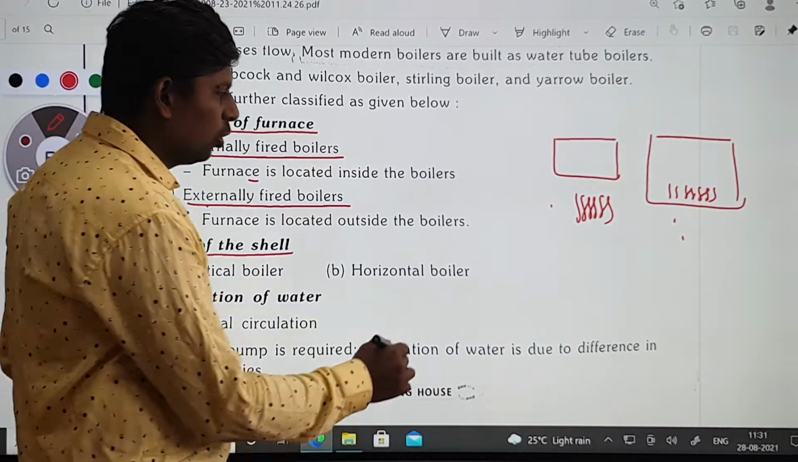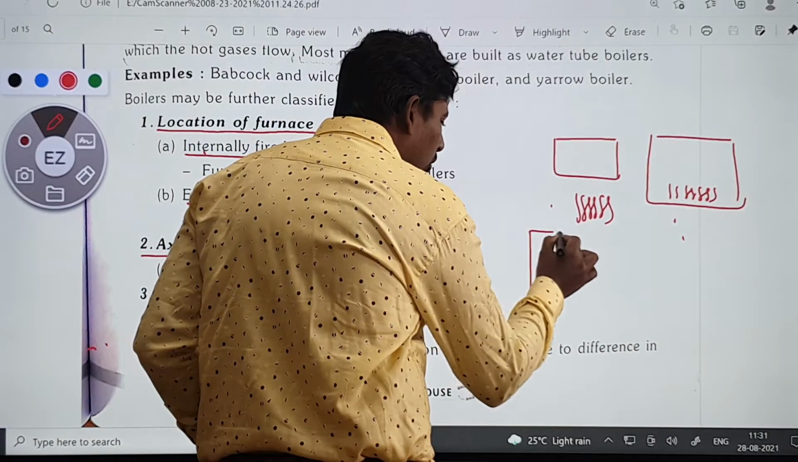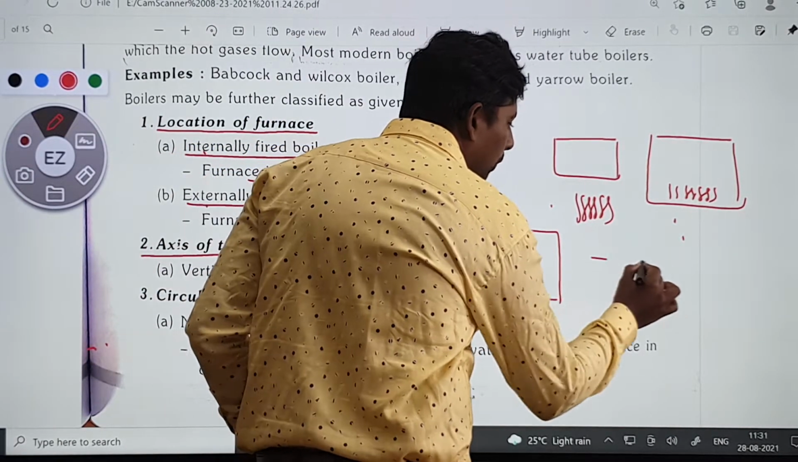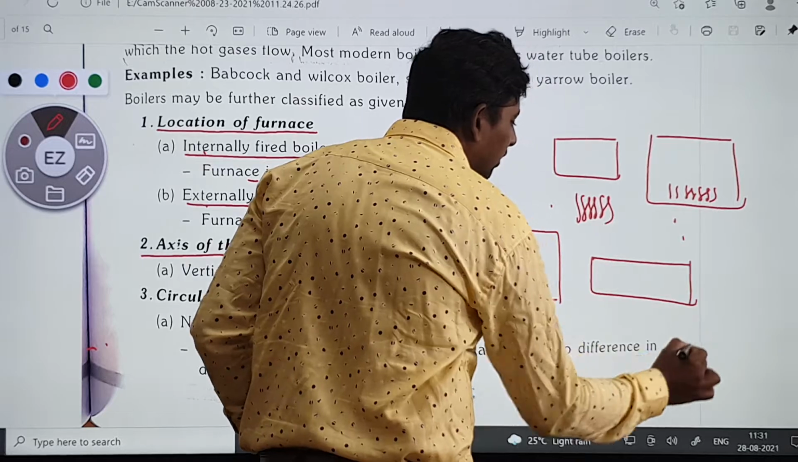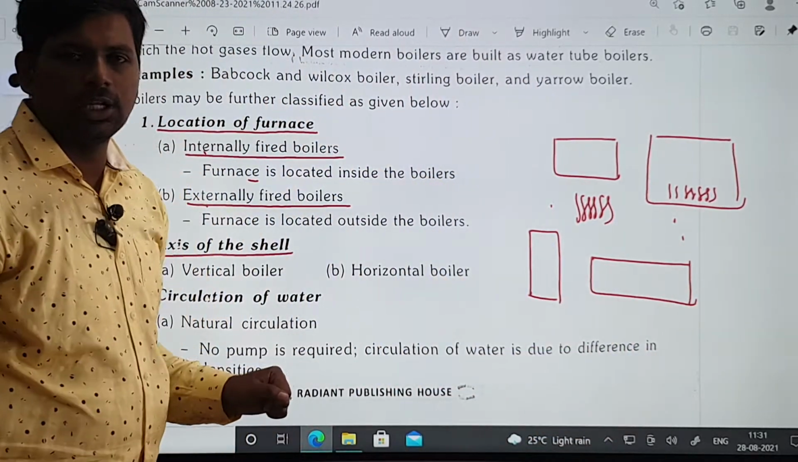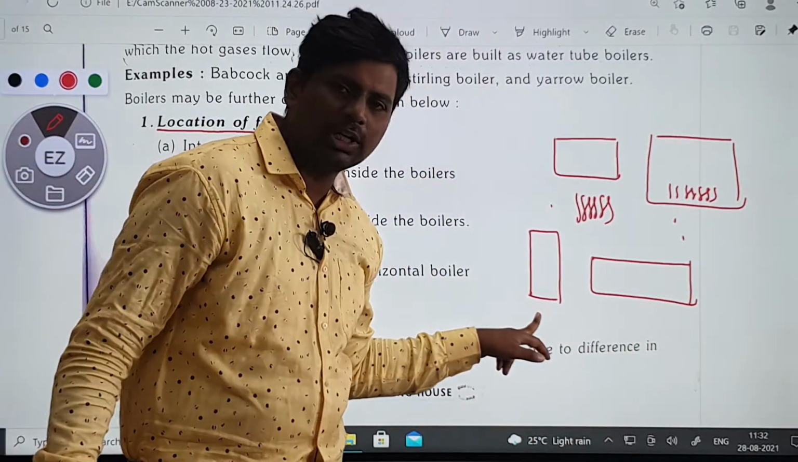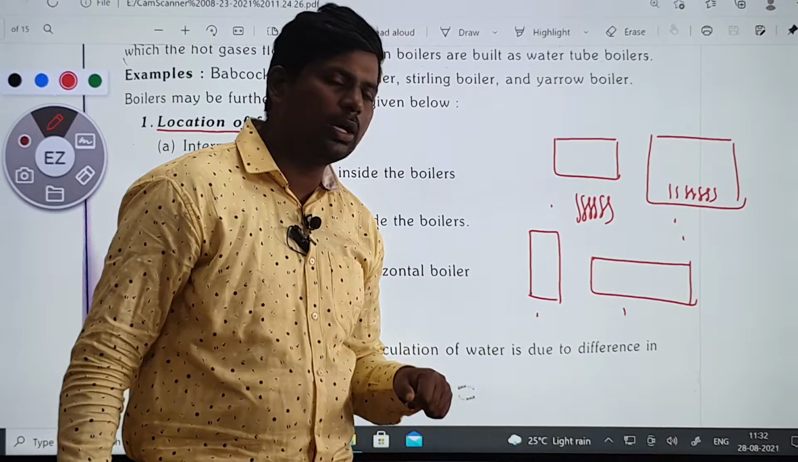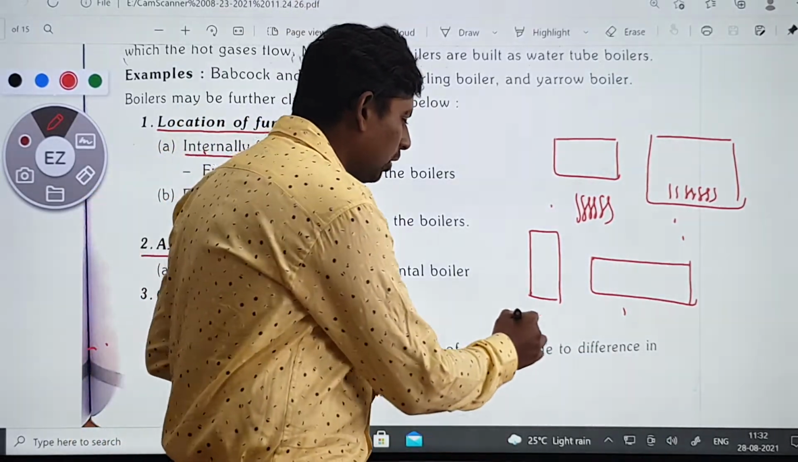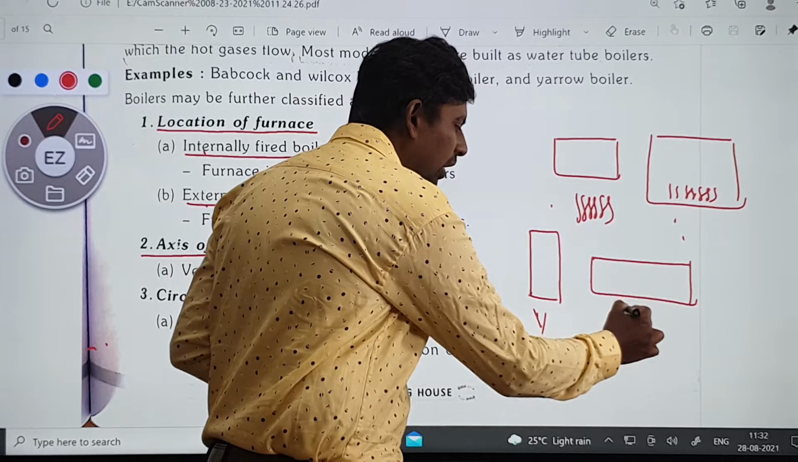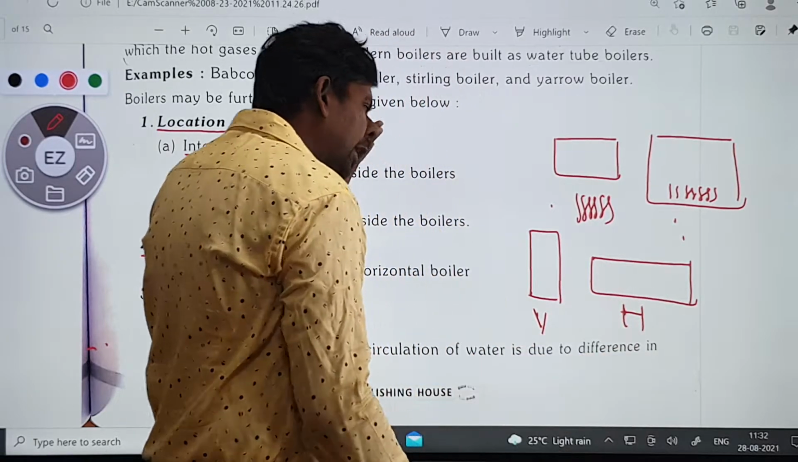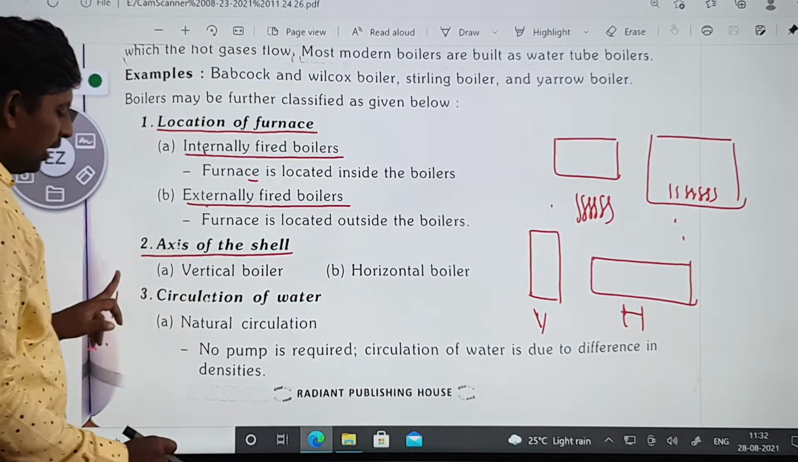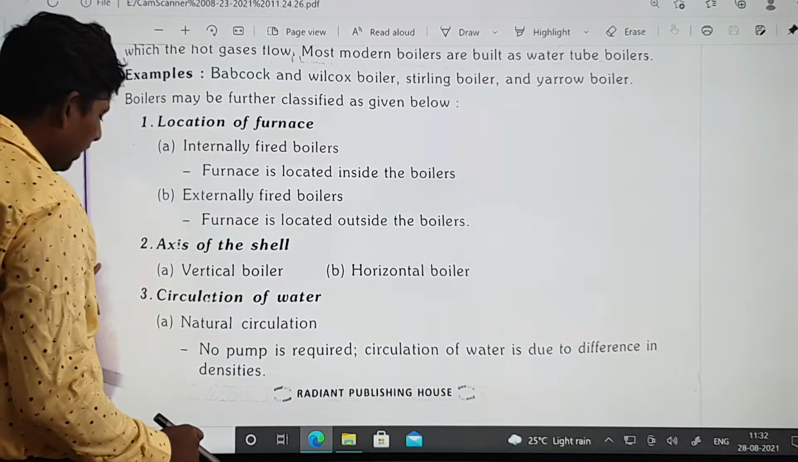Next one is the axis of the shell. Suppose the boiler is located like this, this one is known as a vertical boiler. Suppose the boiler is located like this, it is known as a horizontal boiler. Okay, now the next classification.